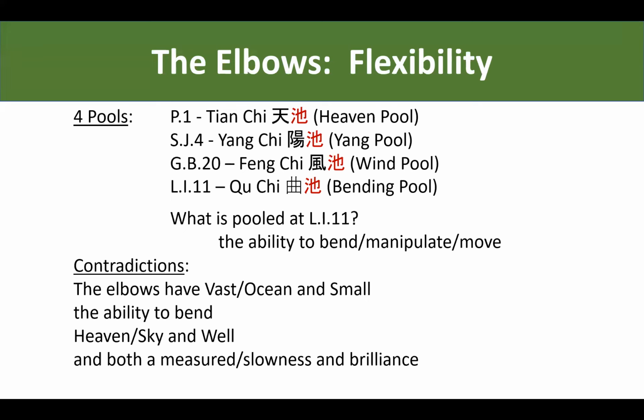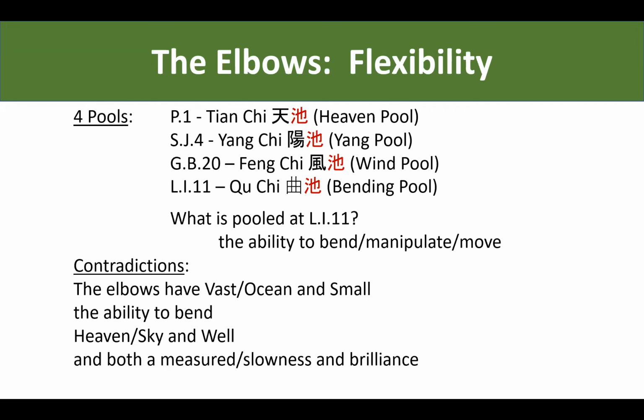Okay? So then I have to ask myself, large intestine 11, the bending pool. What is it that is being pulled? What is being gathered? A pool is a place of gathering. Okay, so what is it that's gathered at large intestine 11? Their assumption is that these are like master points of something. They're representing something. My answer to that is that it's the ability to bend. Chu is to bend, to manipulate, to move.